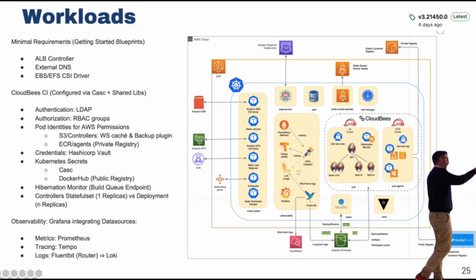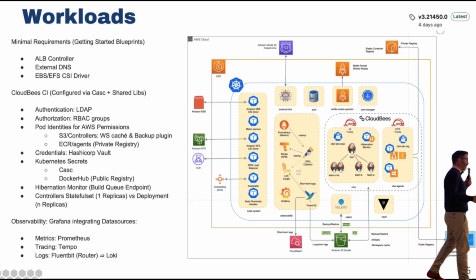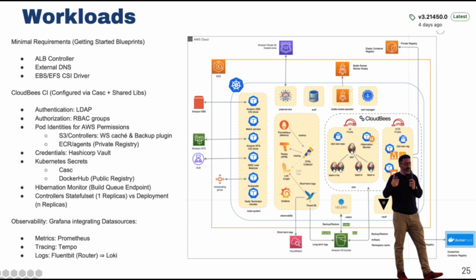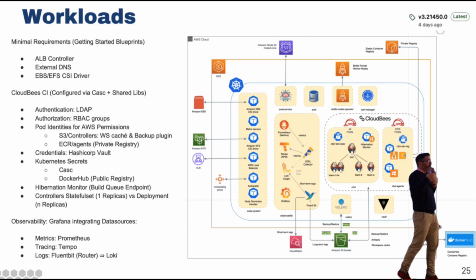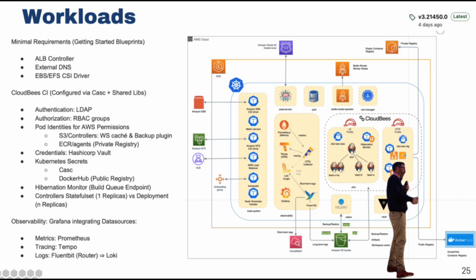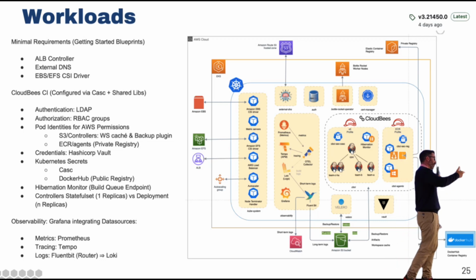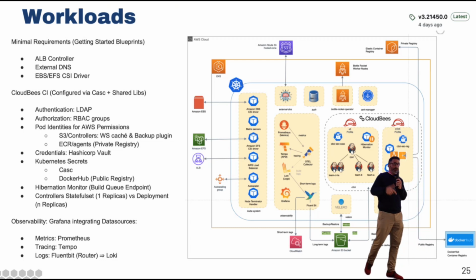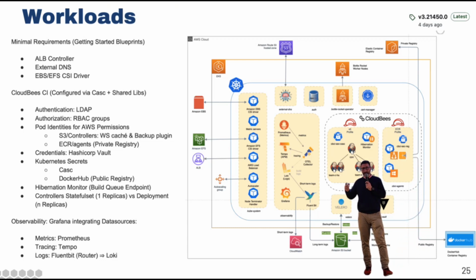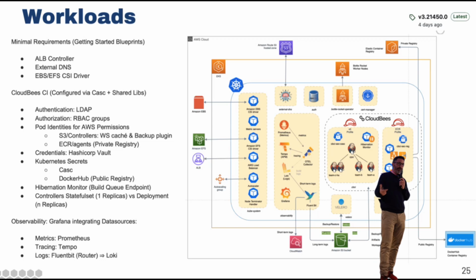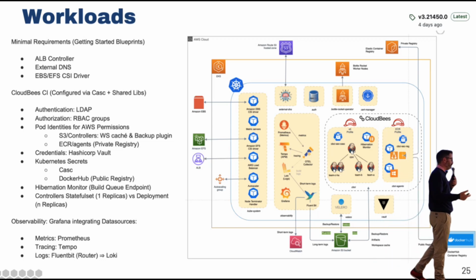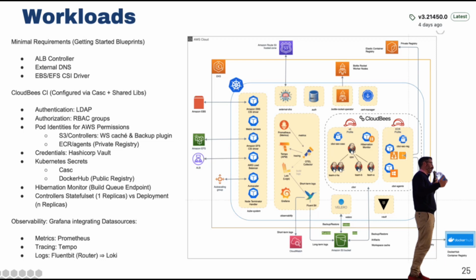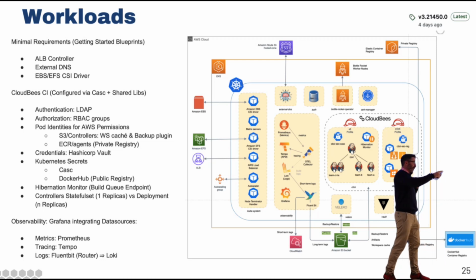More things that we see in the CloudBees CI space: we see the hibernation monitor, which will be watching the whole build queue in case any of the controllers transitioned to hibernation state, to wake them up. And then we also see a Kubernetes secret. Why? Because we store all the configuration in a source code management system, but we don't want to store sensitive information. So that's why we have a secret to connect with the configuration as code, which will be matched via environment variables.